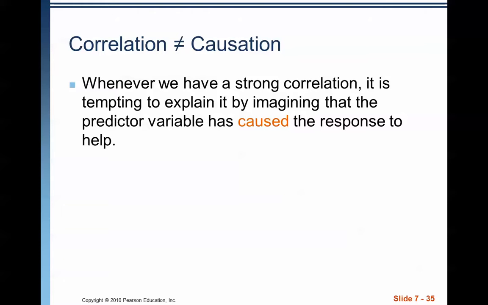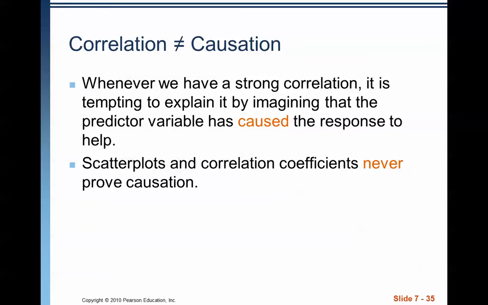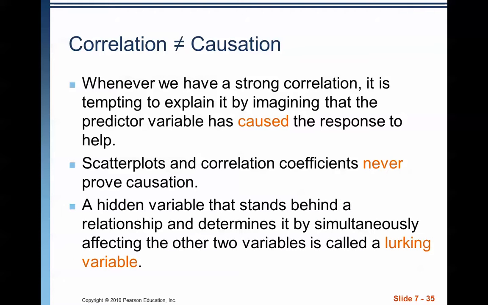Right? If we have a strong correlation and we see a clear linear relationship between the two, we want to make this connection that the predictor variable caused the response. But we have to be careful, because scatter plots and correlation never, ever prove causation. So I'll give you some examples here of why this is such a problem.